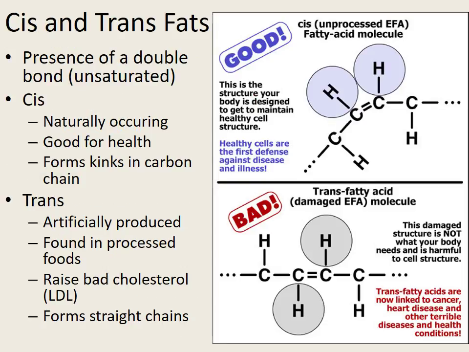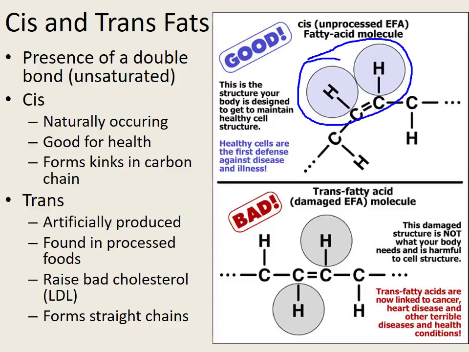I do want to talk about cis and trans fats. The difference between the two: they both have a double bond in the chain. Cis is naturally occurring, good for your health, and it forms kinks in the carbon chain. The reason it forms kinks is that the two hydrogen atoms attached to the double-bonded carbons are on the same side. When they are on the same side like that, that will form the kink.